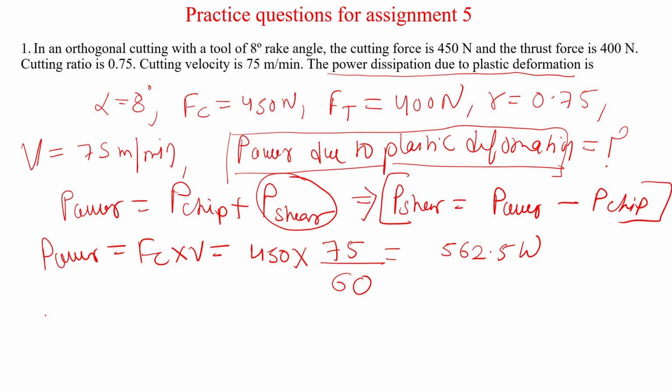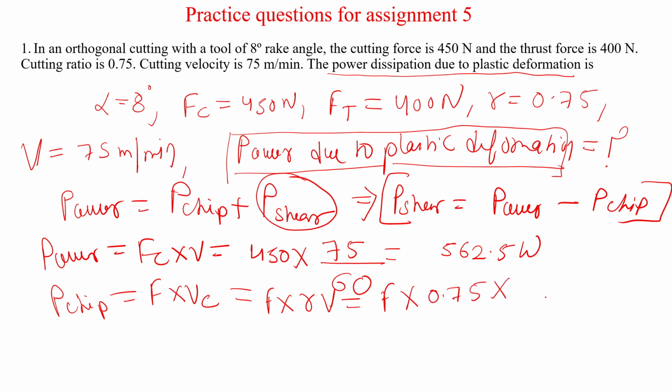Now we need to find the power due to chip. We know that the chip flows on the rake surface, and on the rake surface, which force do we have? We have the friction force, right? Then it should be F into Vc, where F is the friction force, Vc is the chip velocity. Also we know that Vc is equal to R times V. This means friction force into R, which is 0.75, and V is 75 by 60.